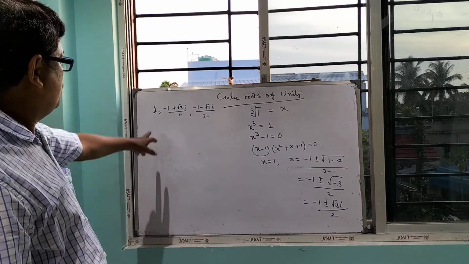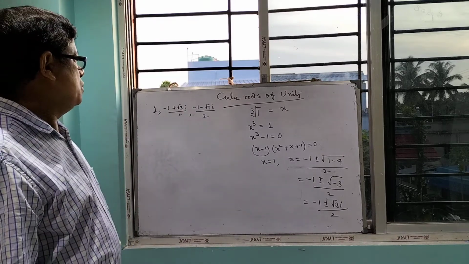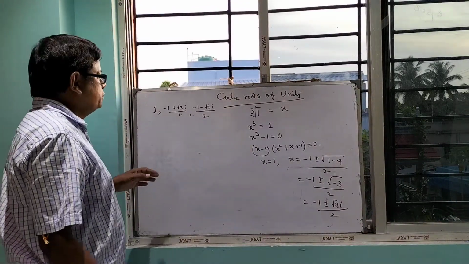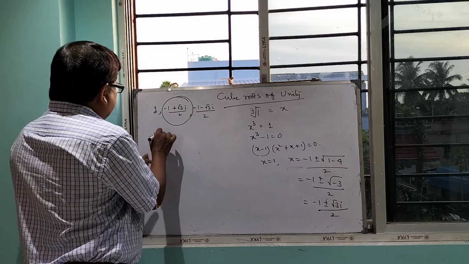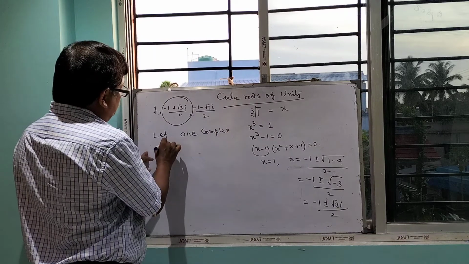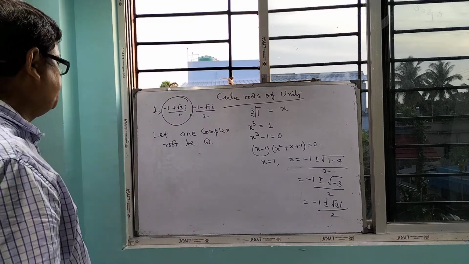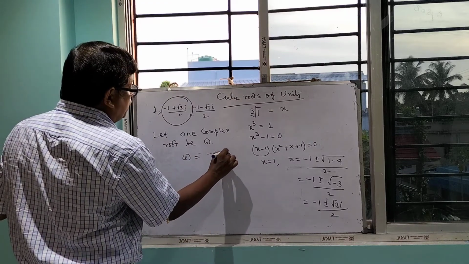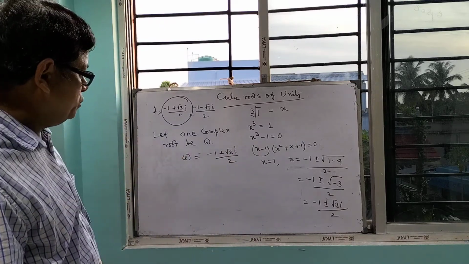1 is real, the remaining 2 are complex. Now suppose we consider one complex root to be omega. Let one complex root be omega. Then omega equals minus 1 plus root 3i by 2.